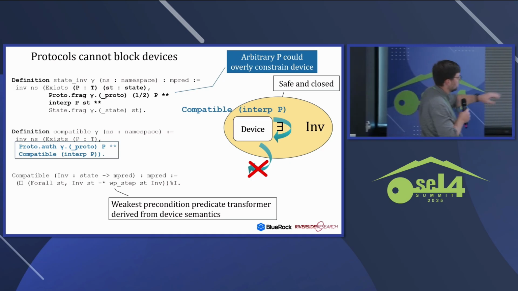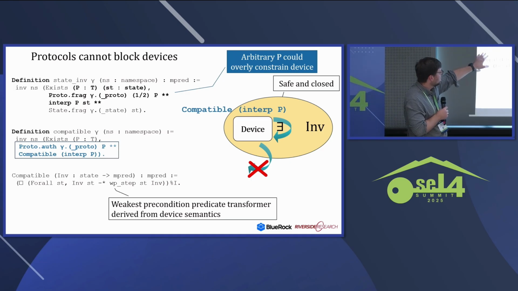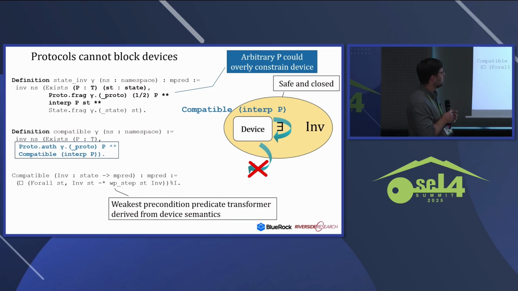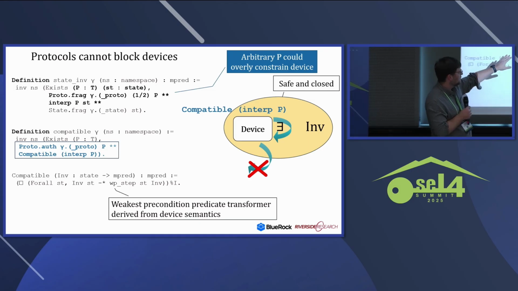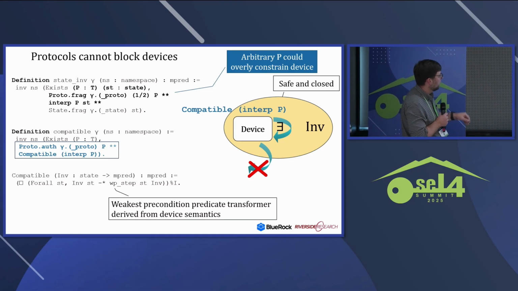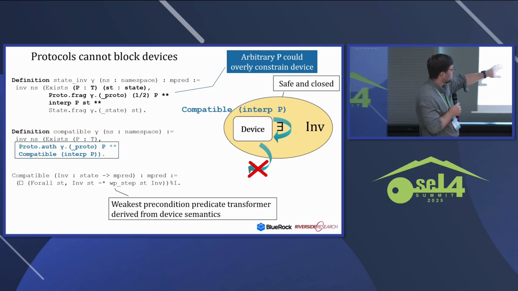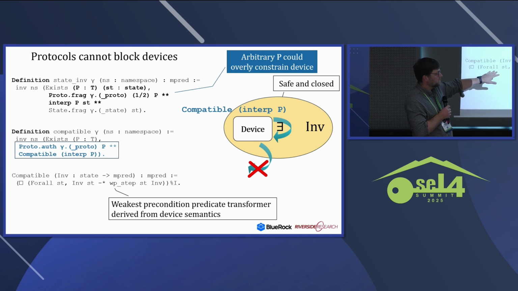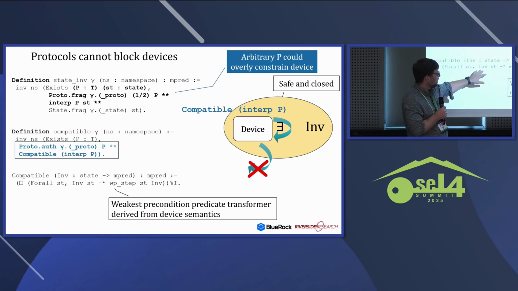So there's this additional condition, compatible interp P. P is the phase of our protocol, like idle or working state. Interp P is an interpretation of that protocol stage as a predicate in separation logic. And compatible over some predicate over states in separation logic says that, for any state inside that predicate, if that state satisfies the predicate, then WP step holds for that state and the invariant.